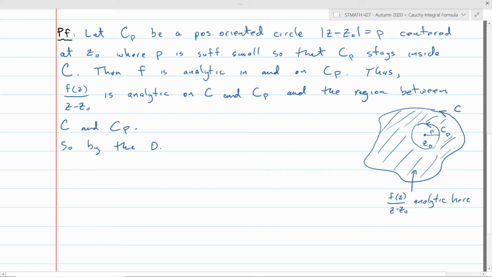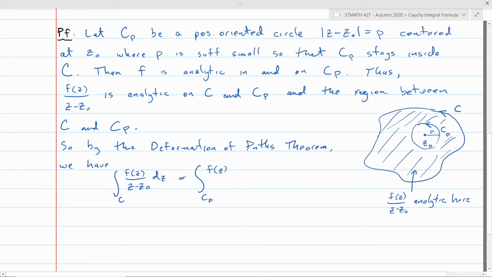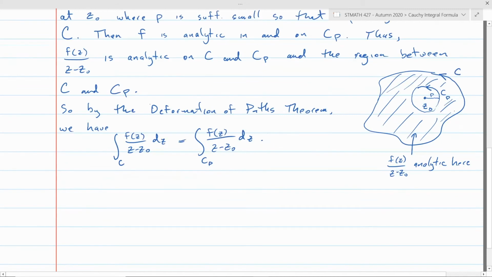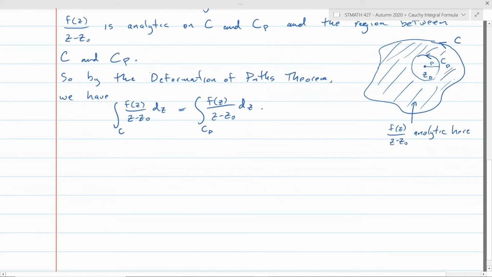So by the deformation of paths theorem, we know that the integral along the original contour C of f of z over z minus z0 dz equals the integral around this special curve C sub rho of f of z over z minus z0. Okay, so that's important to know.